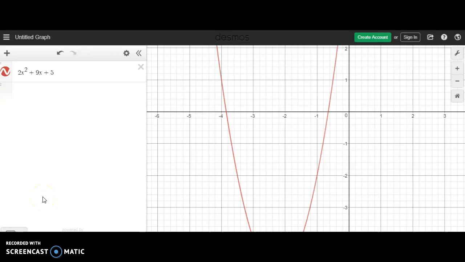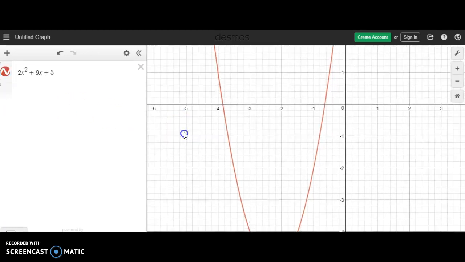Hello everybody, in this video we are going to be talking about how to find critical values of a parabola using Desmos and a TI-83 or 84. So first off, I have here a quadratic function, 2x squared plus 9x plus 5. Right now it's written in standard form. The only thing I can tell you about this function is that it has a y-intercept of (0, 5). That's about all the information I know.